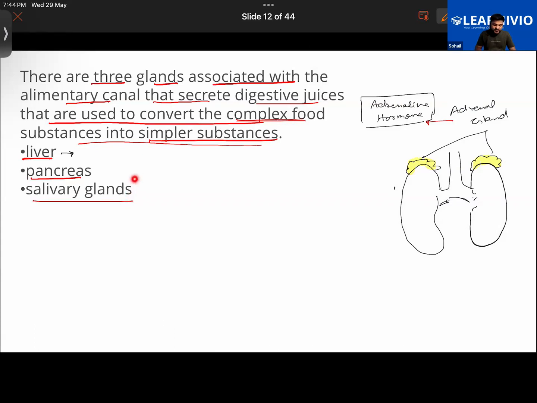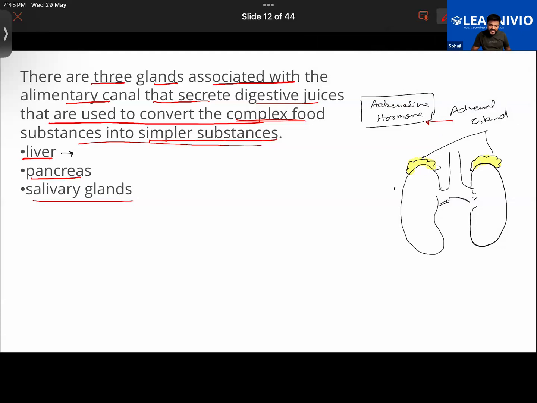You guys answer this for me. Saliva in our mouth, where does it come from? From the salivary glands. That is the thing. So they are releasing some special digestive juices. Saliva is one such example of a digestive juice. Getting it or not? Okay.